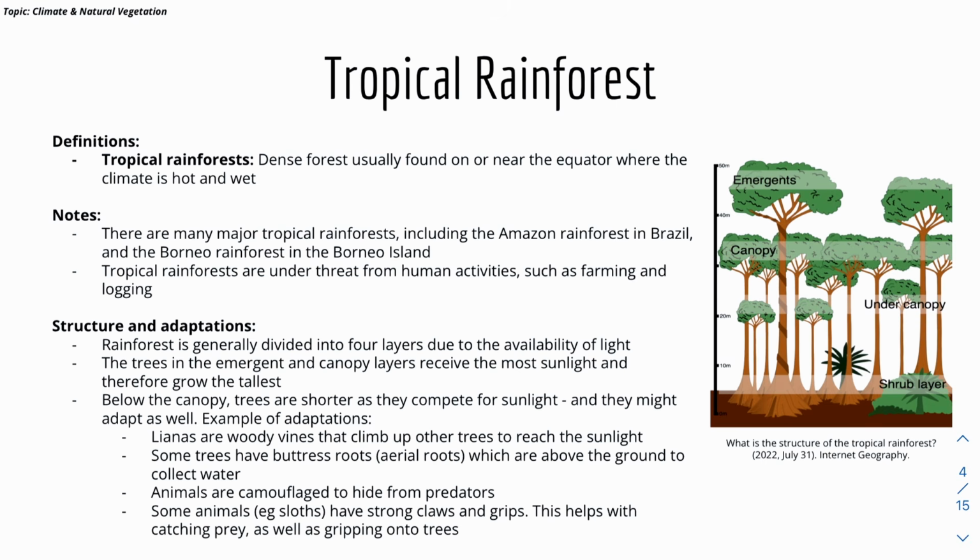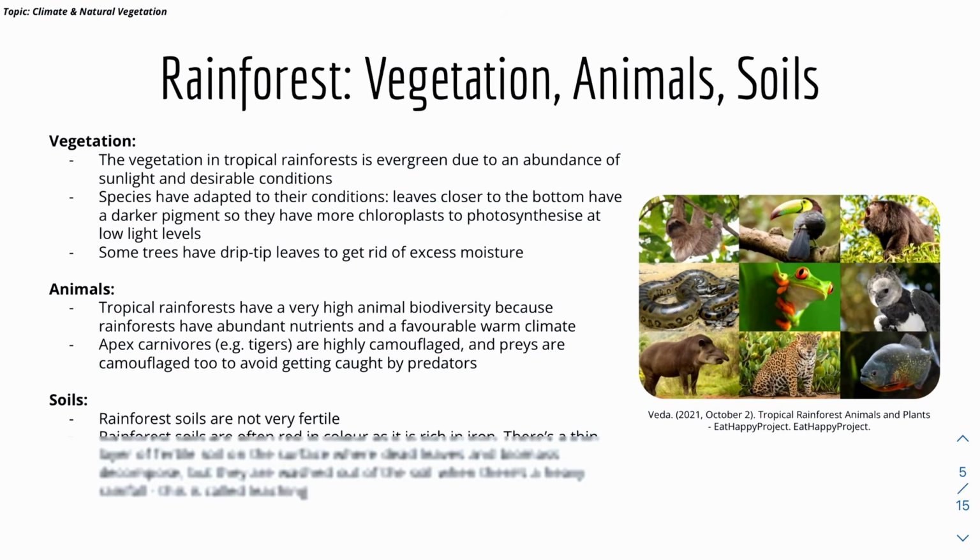For example, we have some woody vines that climb up the trees to reach sunlight, or some trees that have buttress roots or arrow roots which are above the ground to collect water. And for some animal adaptations, there may be some animals that are camouflaged to hide from predators in these layers right here. And there are some animals like sloths that have strong claws and grips, and this helps them to climb up the trees as well as to catch prey. Then we have more notes on the vegetation, animals and soils in rainforests.